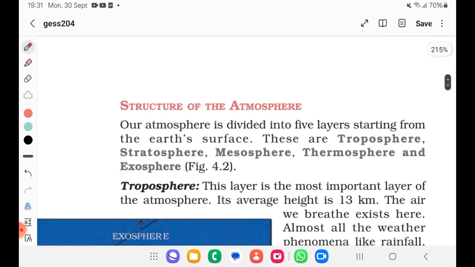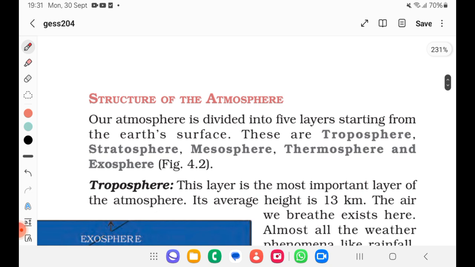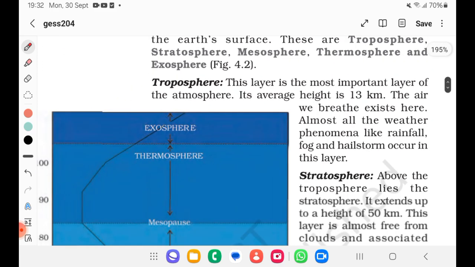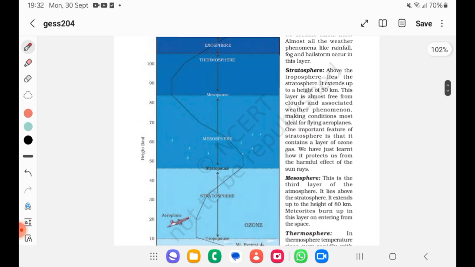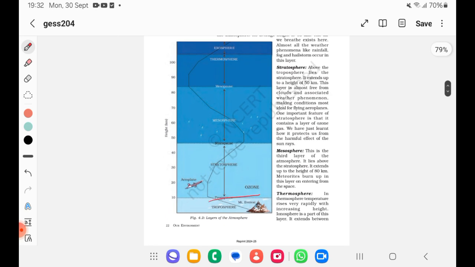Structure of the atmosphere. Our atmosphere is divided into 5 layers starting from the earth's surface. These are troposphere, stratosphere, mesosphere, thermosphere and exosphere. There are 5 layers and the layers are like this. Troposphere, see here you can see. This picture exactly explains: this is the troposphere, stratosphere, mesosphere, thermosphere and exosphere. Now we will see in depth.